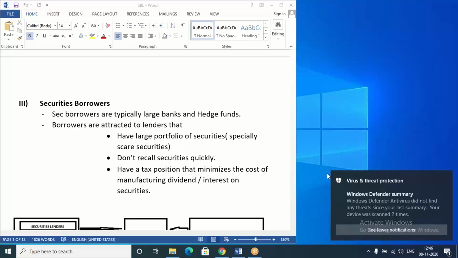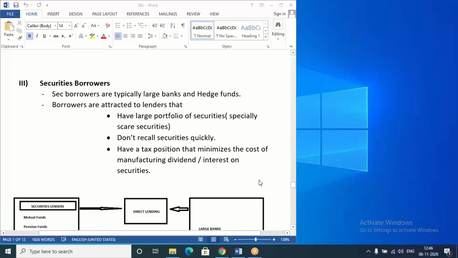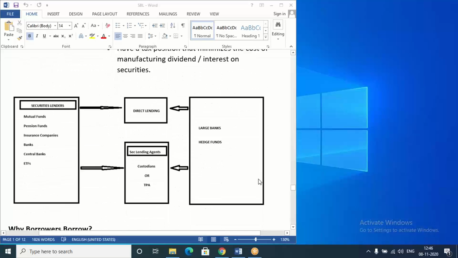Or it'll cost me less to pay you back the dividends. Okay? So, we have securities lenders who are these guys. If they directly lend to the borrowers who are these guys, it's called direct lending or principal to principal lending. If they go through securities lending agents, they might either use a custodian or a tri-party agent.